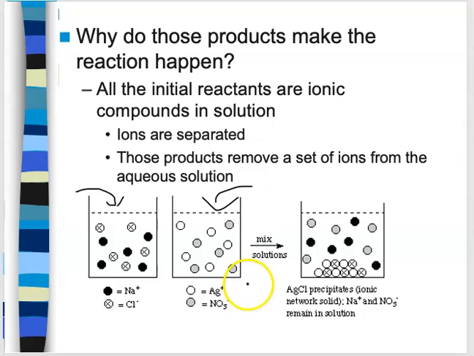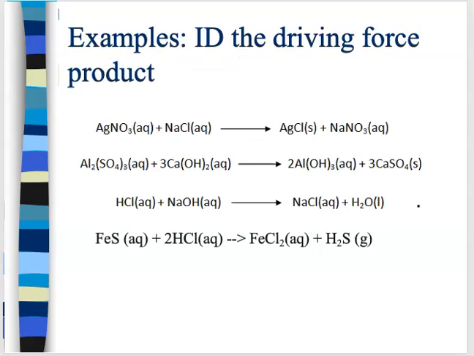When a silver and a chloride ion get together, they form an insoluble product that settles out of the solution on the bottom of the beaker. And so if the products remove a set of ions from the aqueous solution, that's a driving force. So those driving forces are, again, an insoluble product or a precipitate, water, or a gas.